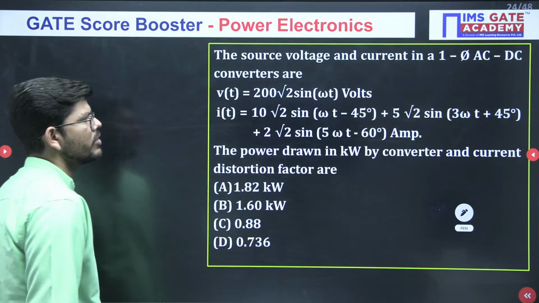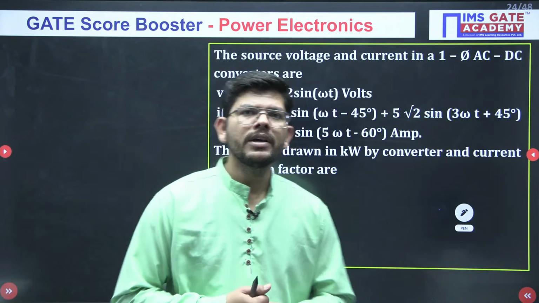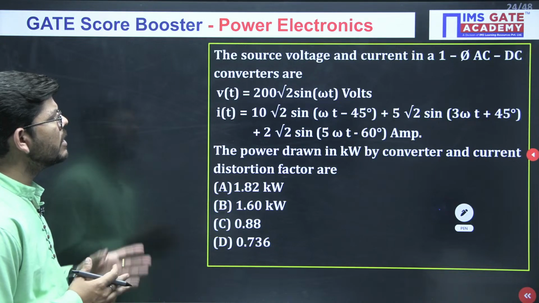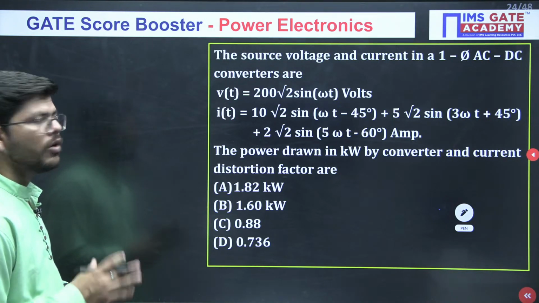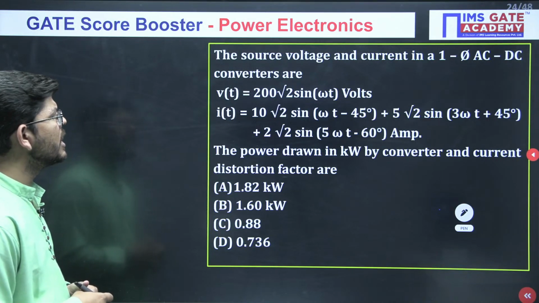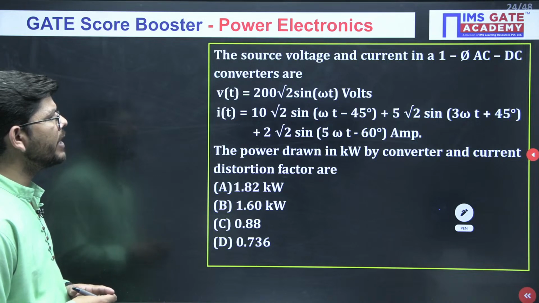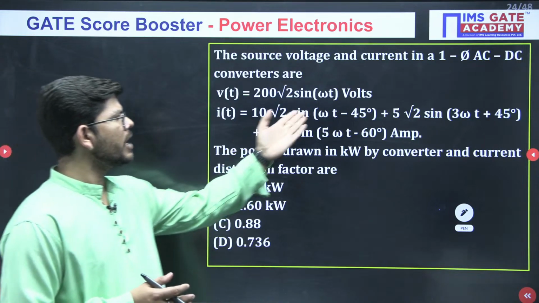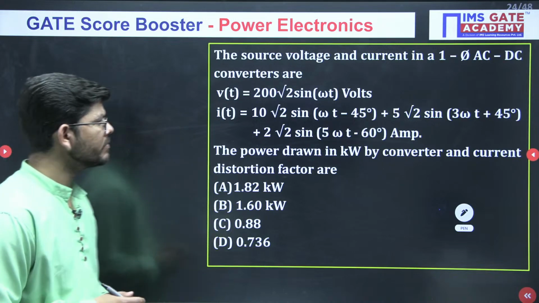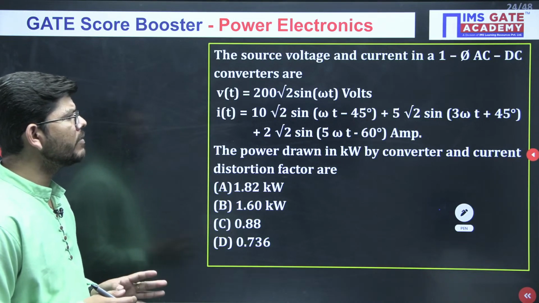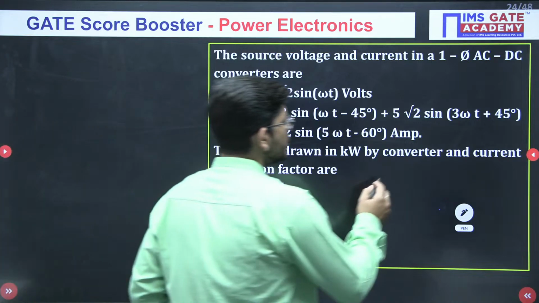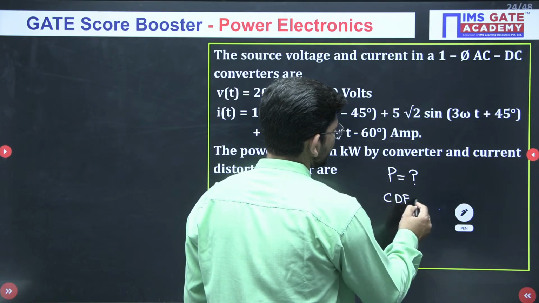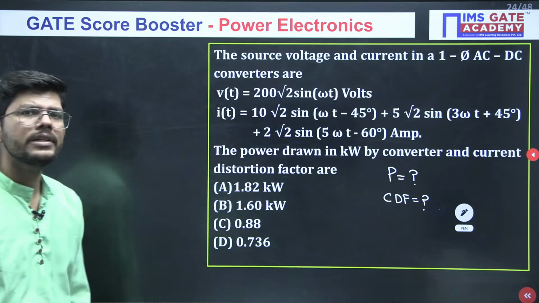So let's move towards the questions. This is the first question that I am having from the rectifier. Just see what has been given here. The source voltage and current in a single phase AC to DC converter: voltage is 200 root 2 sin omega t, only the fundamental frequency component is present in voltage, and current is 10 root 2 sin(omega t minus 45) plus 5 root 2 sin(3 omega t plus 45) plus 2 root 2 sin(5 omega t minus 60 degrees). Fundamental, third and fifth harmonic components are present. Power drawn in kilowatt by the converter and current distortion factor will be what? So you have to find the power drawn by the converter and the current distortion factor. These two things you have to calculate in this numerical.